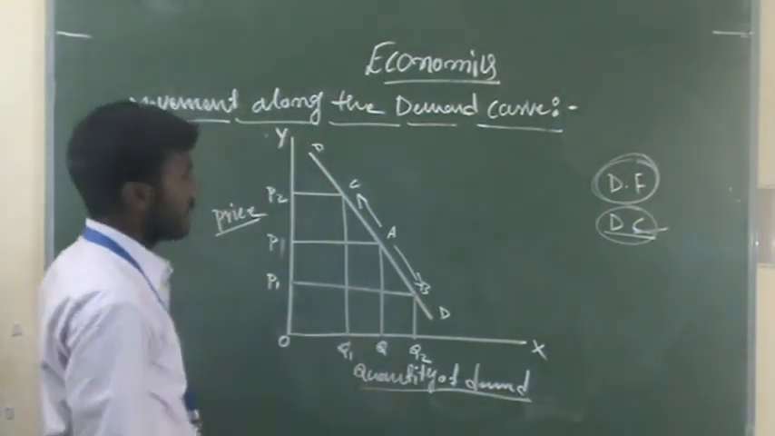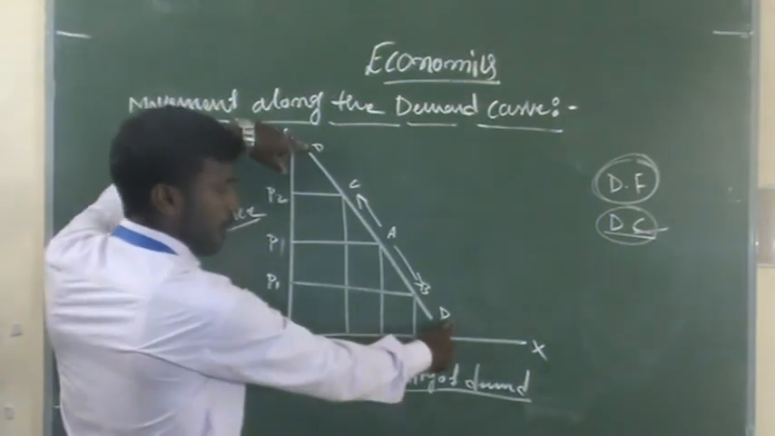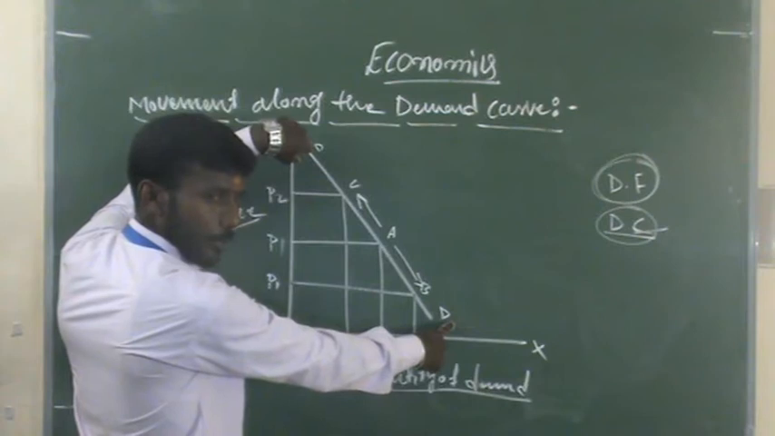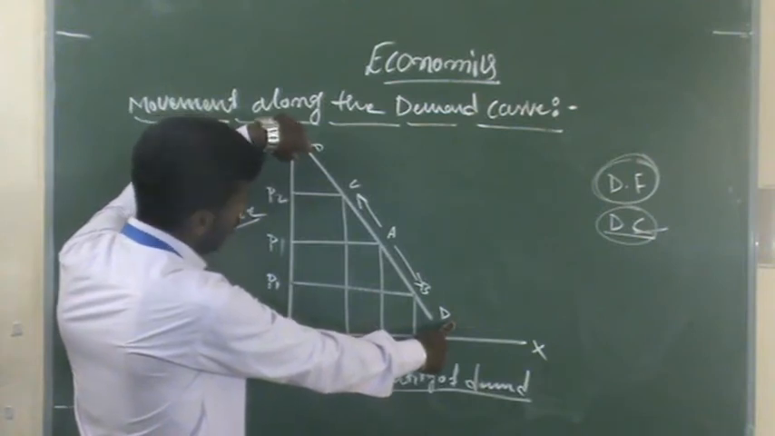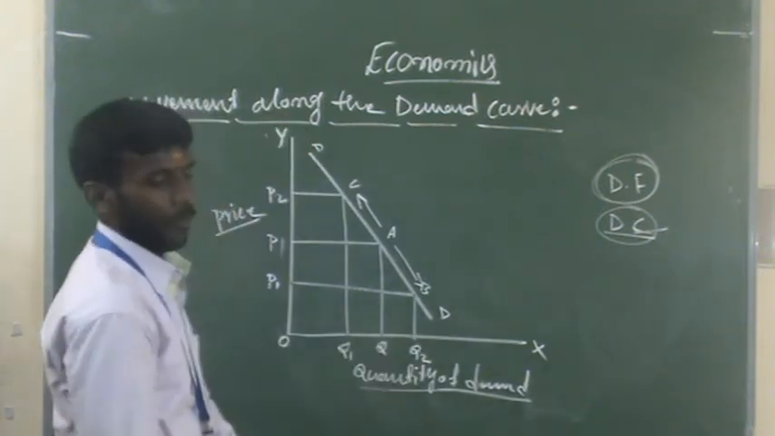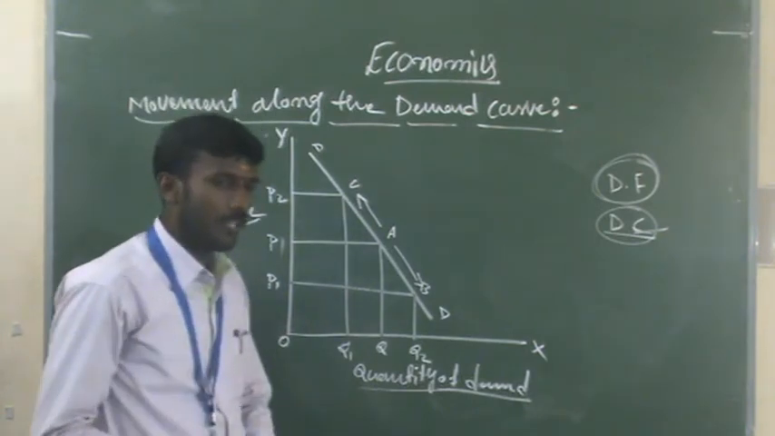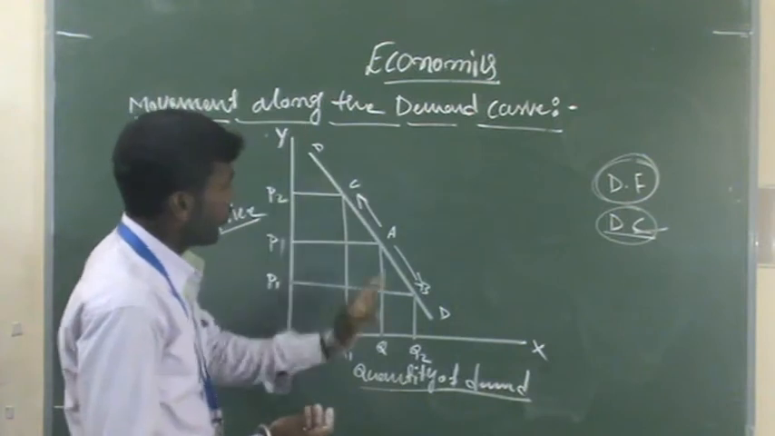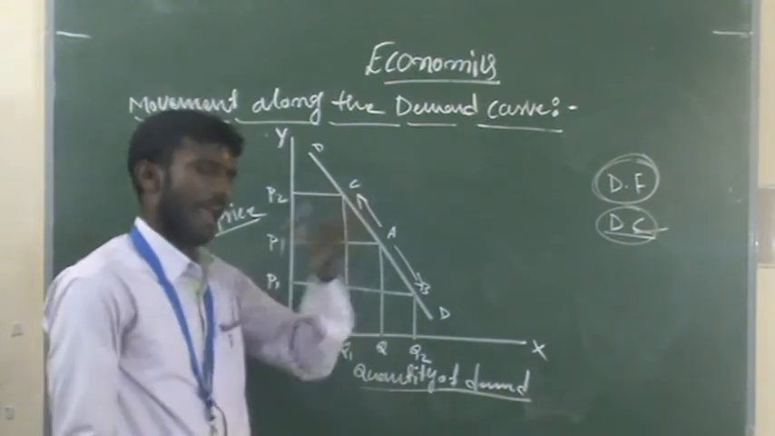And in this diagram, the DD line will be there now. The DD line we are going to represent is the demand curve. See one thing, how do you know that? The demand curve always has a left to right downward slope anywhere.